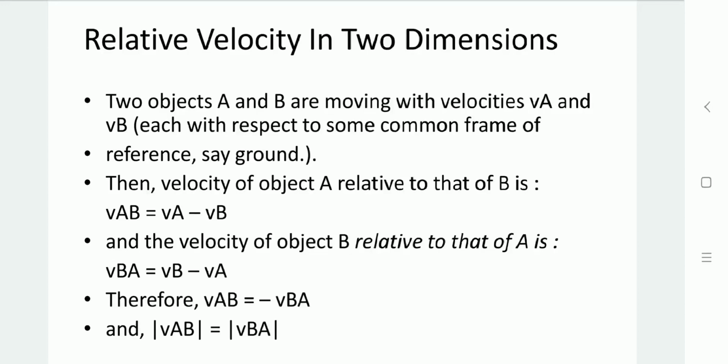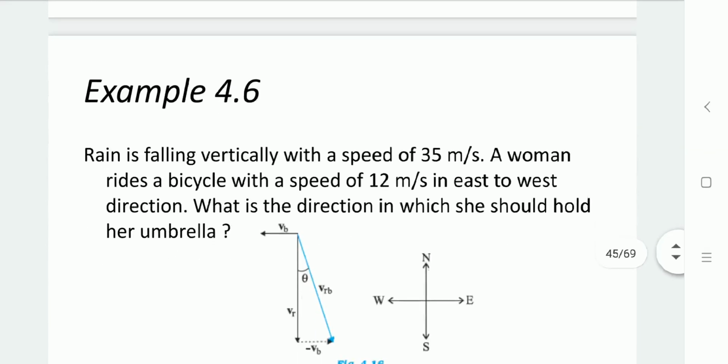So the velocity of object A relative to B can be defined as VAB, the difference between the velocities of the 2 objects, VA minus VB. And the other way, the velocity of object B with respect to A would be VBA, that is VB minus VA. Both have the same absolute value but opposite direction. So VAB equals minus VBA, or in terms of magnitude, VAB equals VBA. Let us go through the example for the same.